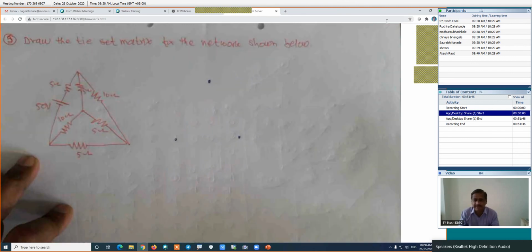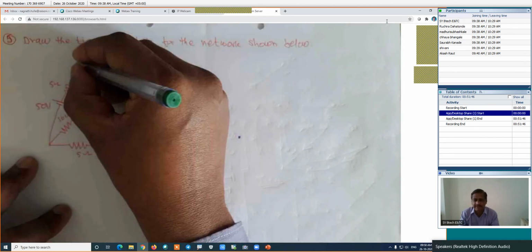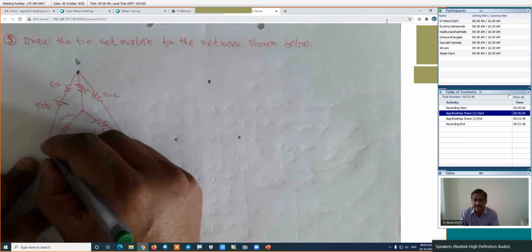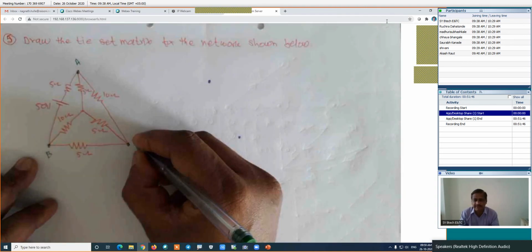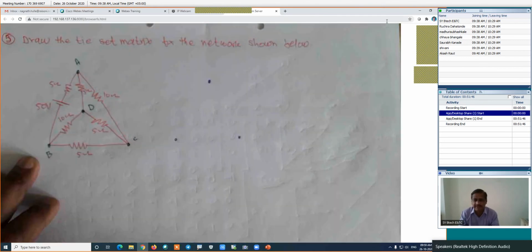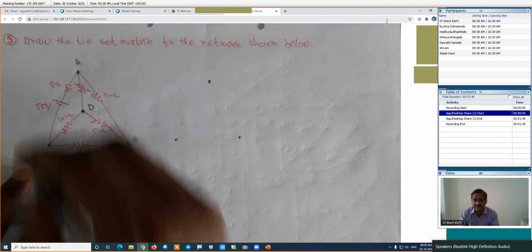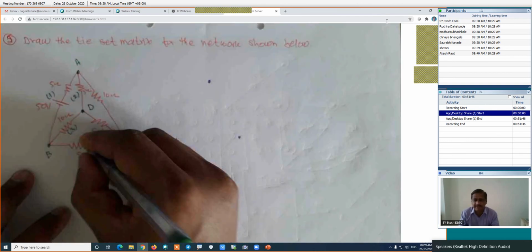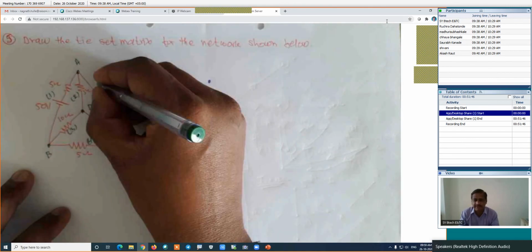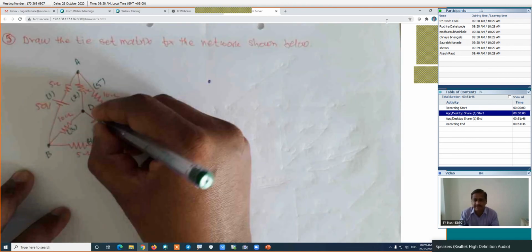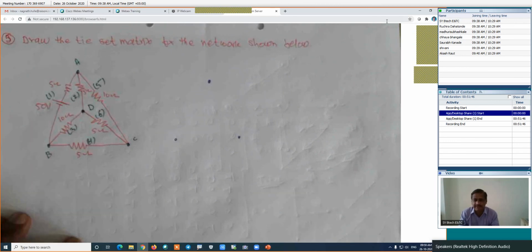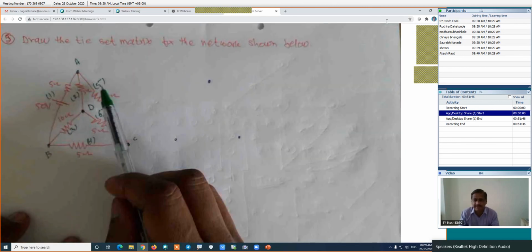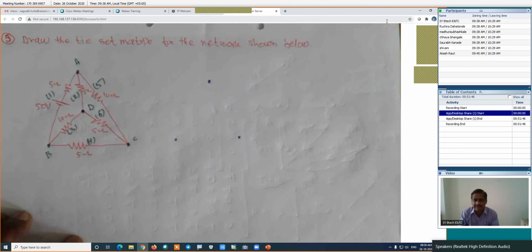In this case, first I will give numbers to the branches and nodes. This may be the node A, this is the node B, this may be the node C, and this will be the node D. Is it right? I will name this branch as branch number 1. This may be the branch number 2, this branch number 3, branch number 4, this branch number 5, and this is branch number 6. Are you getting me? First branch, second branch, third branch, fourth branch, fifth branch, and sixth. Name can be anything. You can give it in a different way also.